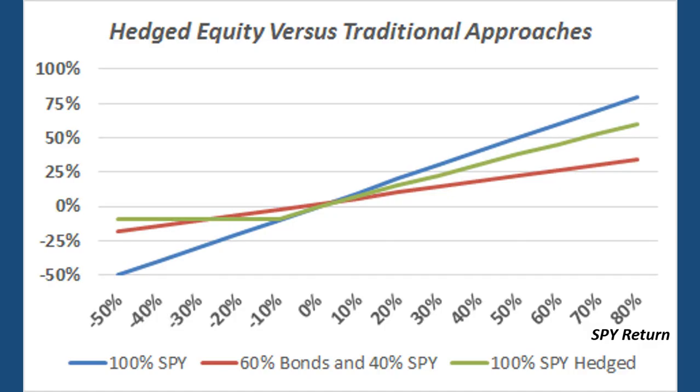So we can compare these strategies. What we have down here is the return on the stock market. Over here we have the return on your portfolio. The blue line is if you had all your money in stocks. When the stock market goes up, you make a lot of money. When the stock market comes down, you lose a lot of money. The red line is when you have 40% in stocks and 60% in bonds. What it does is it just changes the slope of your return.